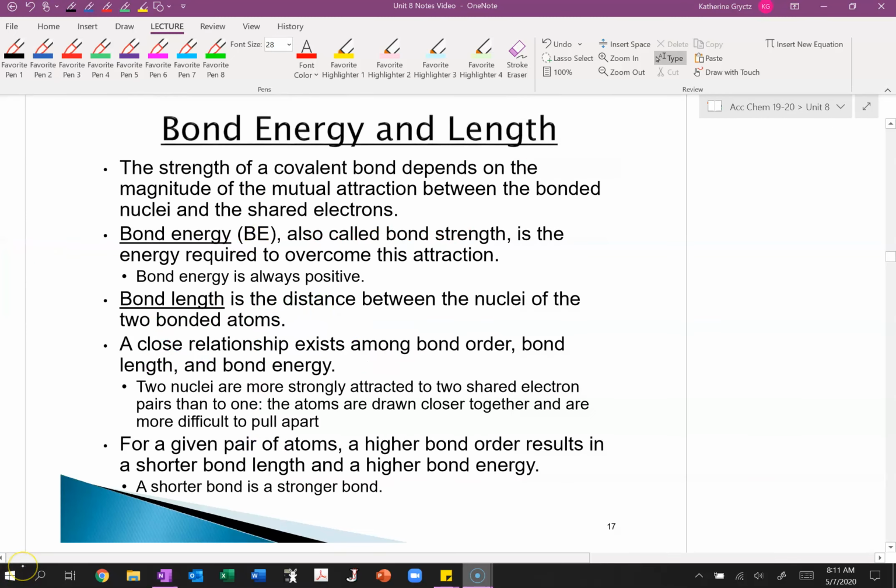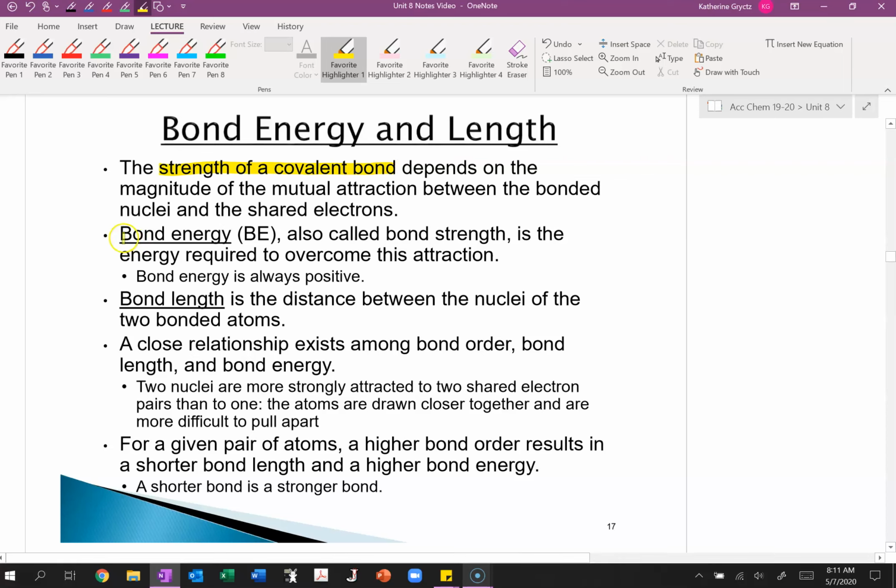All right. So the last concept we're going to discuss here is bond energy and bond length. These are related to the drawings that we just did, but we want to look at how strong a covalent bond is. How strong is that connection between those two atoms? And so it depends on how big that attraction is.